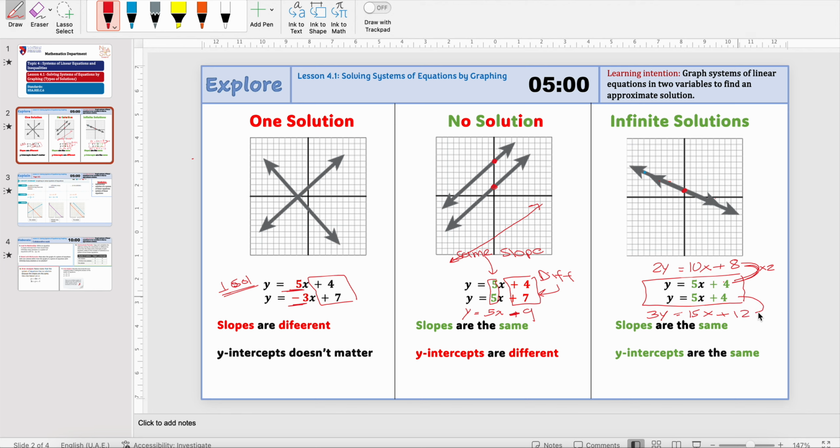Okay, again, how can we see if it's the same exact equation? Just isolate the y, divide everything by 3. You will have y alone equals 15 over 3, it's 5x, plus 12 over 3 is 4. So that's just an example of how, if you received an equation with a small twist, you can still tell if it's a many solution or not.